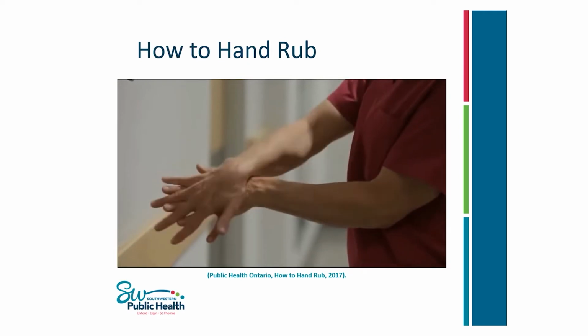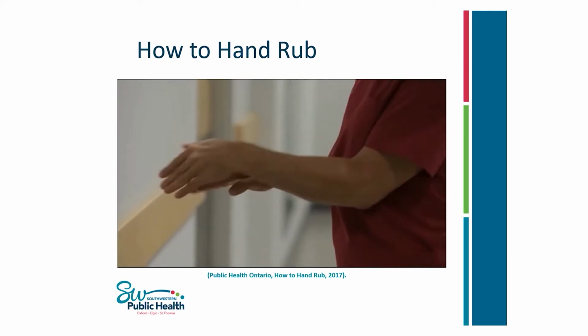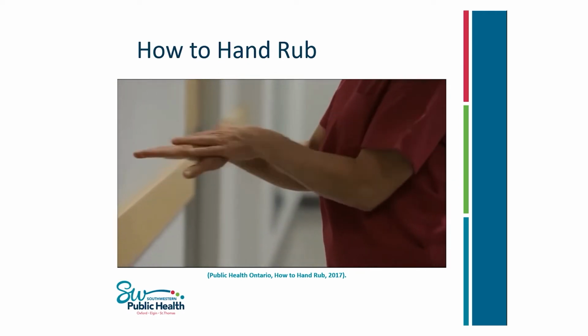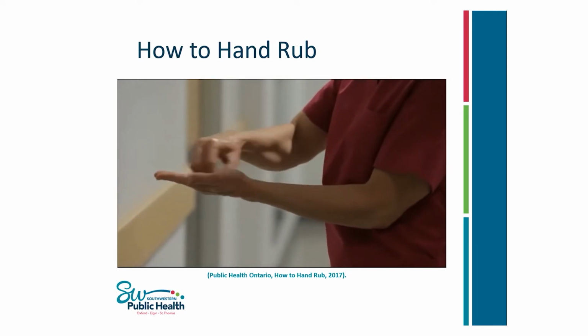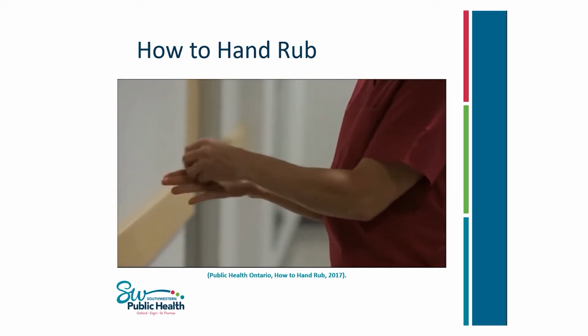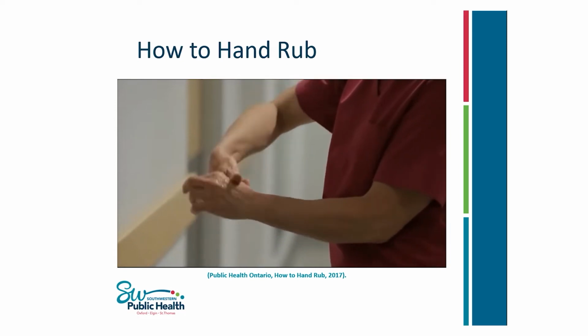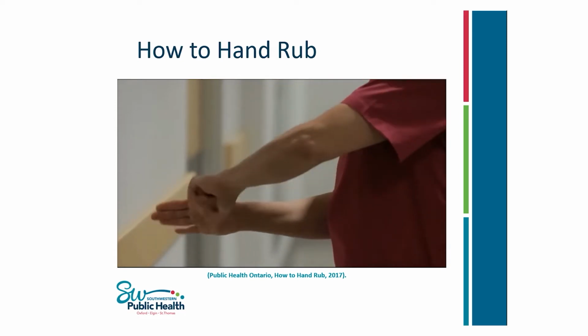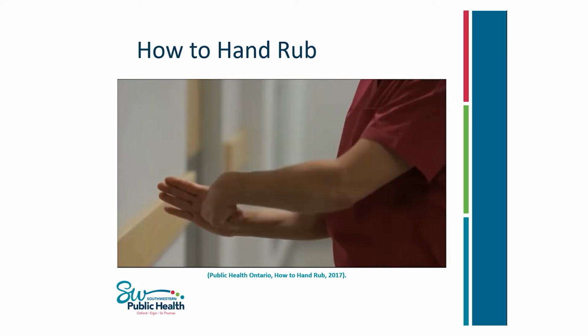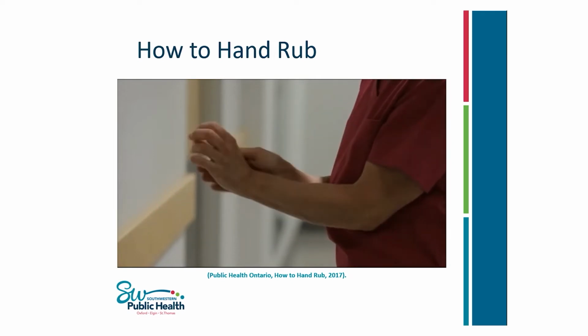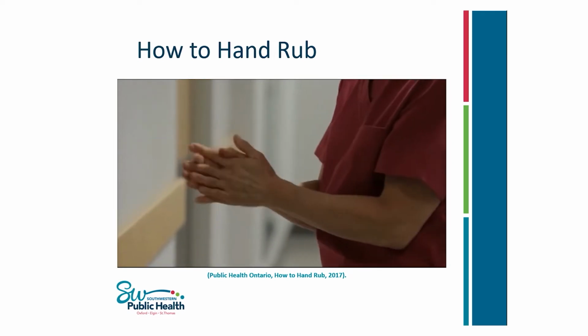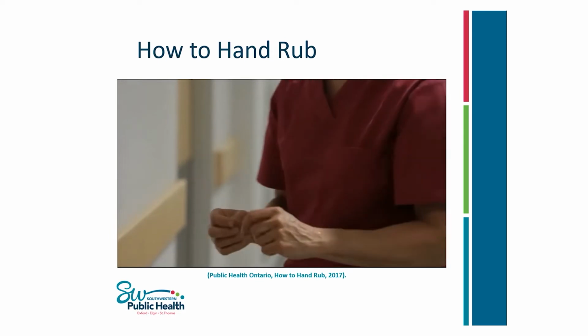See how she's getting in between her fingers on the back of her hands. Her fingertips in the palm of each hand. Now she's getting her thumbs, and we can see how the hand sanitizer is still wet. Again, using the amount that will keep the hands wet for 15 seconds.